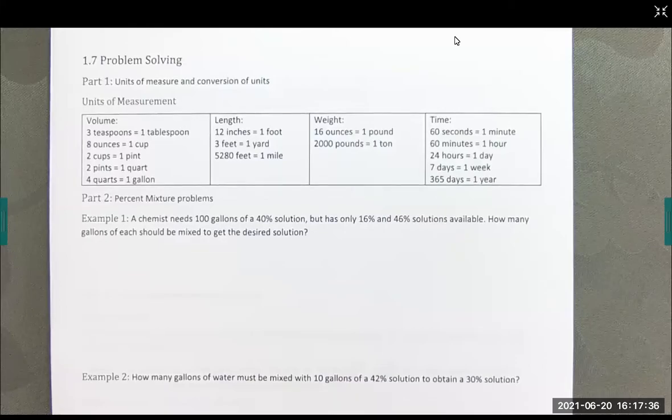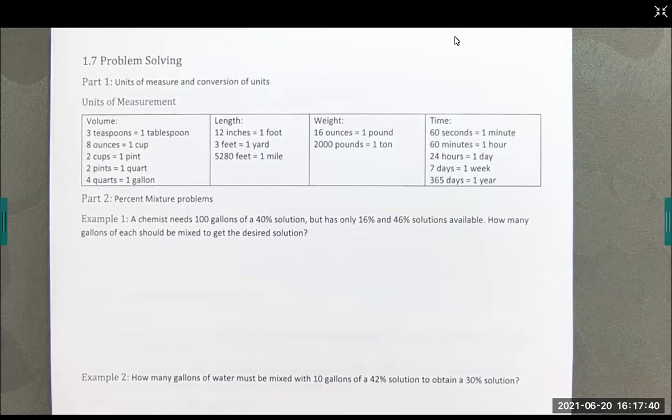You guys, welcome back. So we are to the last section in chapter 1.7, and this is all about word problems, or applications, as teachers like to call them.